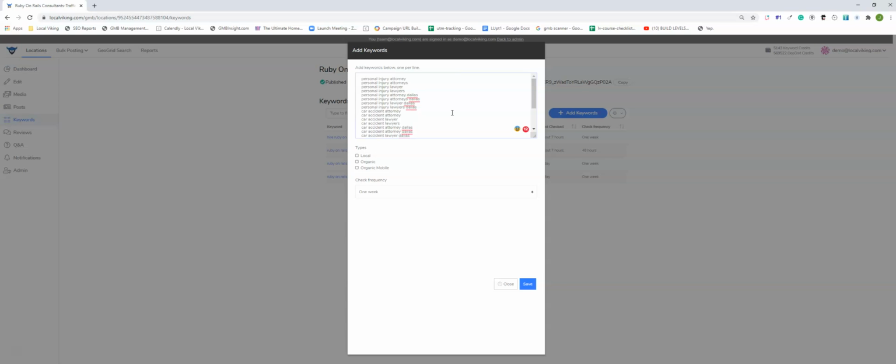So what this does for us is if personal injury attorney dropped in ranks, but the seven other variations are relatively strong in ranks, probably not the biggest deal in the world. Now, if five or six of these keywords dropped in rank out of the eight you're tracking, now might be more of a cause to investigate to see what's going on. But it's going to reduce the amount of false signals you get when you're tracking keywords.